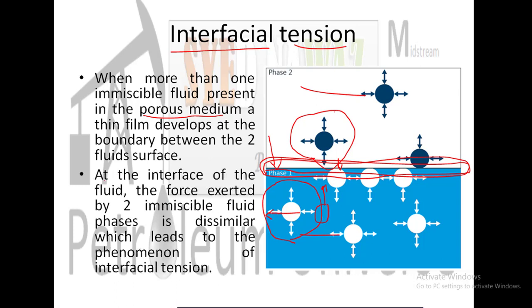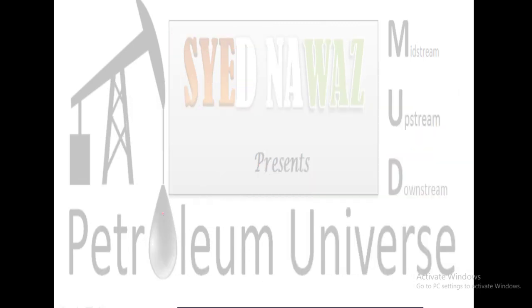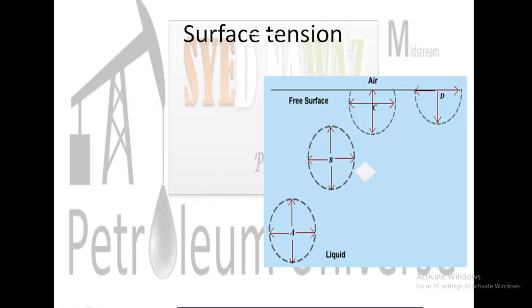Okay, so let us see the next point. At the interface of the fluid, the force exerted by two immiscible fluid phases is dissimilar, which leads to the phenomenon of interfacial tension. That's the same as what I have explained just now. Okay, so let us jump to the next slide, which is nothing but your surface tension.